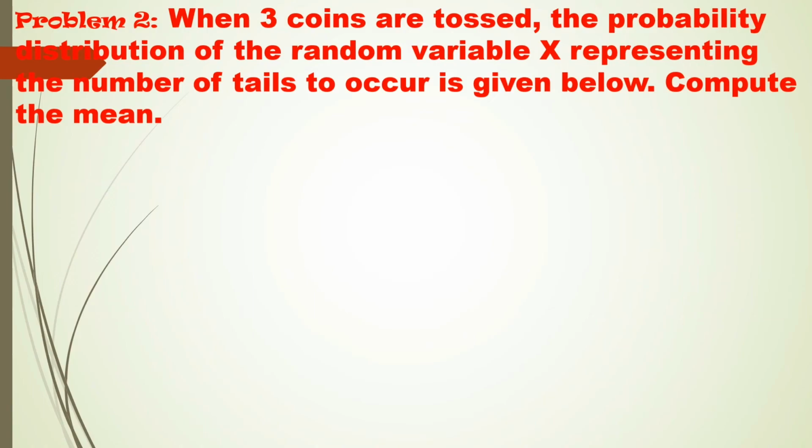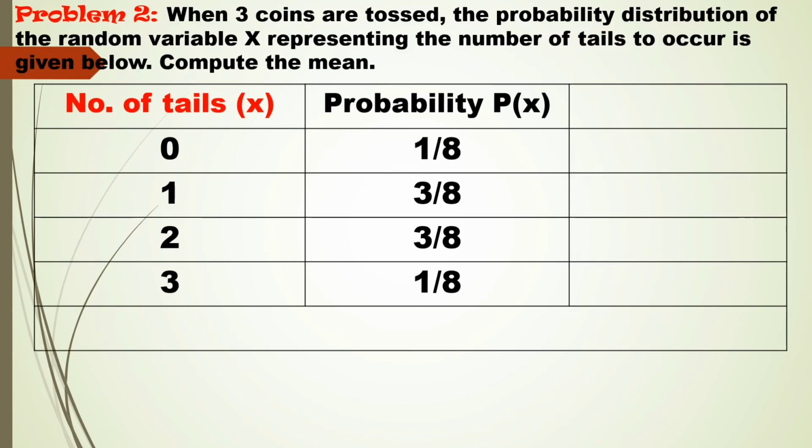Another one. Problem number 2. When 3 coins are tossed, the probability distribution of the random variable x representing the number of tails to occur is given below. Compute for the mean. Column 1 is the random variable x representing the number of tails, and column 2 is P of x representing the probabilities of 0, which is 1/8, 1 which is 3/8, 2 3/8, and 3 which is 1/8.